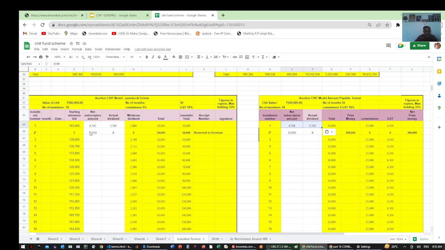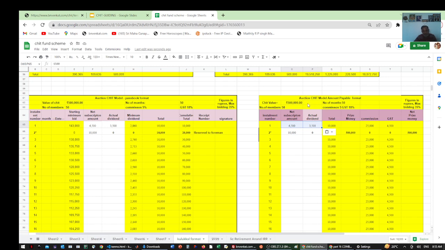In the amount payable format, minimum bidding was 2860, whereas actual dividend was 3,500, and net subscription is 6,500 rupees, and total is 6,500 plus 3,500 rupees becomes 10,000 rupees. And there is nothing more to add in this chart, in this passbook entry.